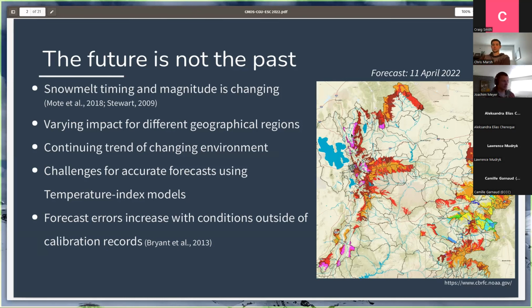The method that the Forecast Center is using now is a temperature index-based model. And these models have been shown to be directly correlated to forecasting errors if the calibration records that they're using are falling outside, if the current year is falling outside of the past years.